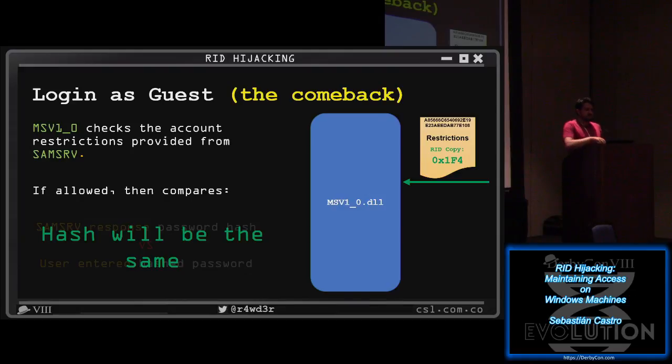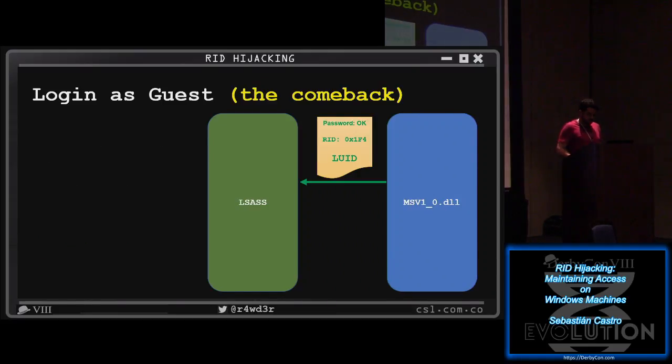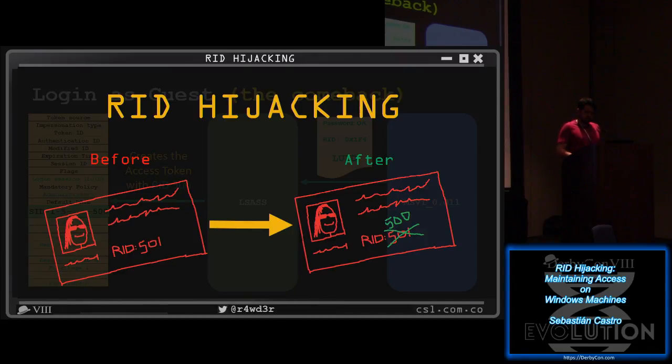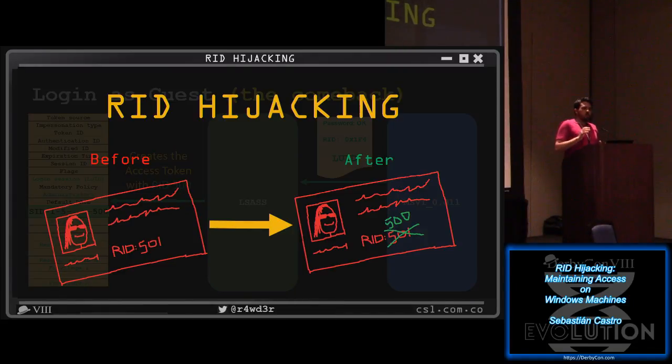So MSV compares the cached version of the entered password hash with the hash retrieved from the SAM, and profit. The password will be the same. Now that everything is okay, the authentication package returns the logon information to the LSASS, and then LSASS communicates with the security reference monitor to create the access token based on this modified RID copy. So all the security properties of the account remain the same except the RID, which is the critical one.